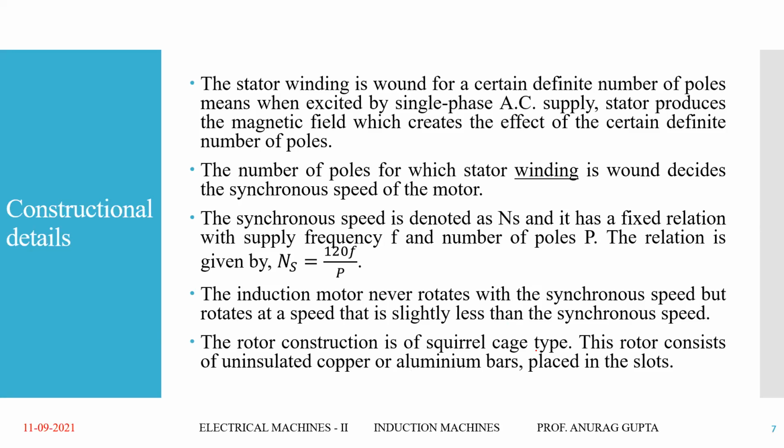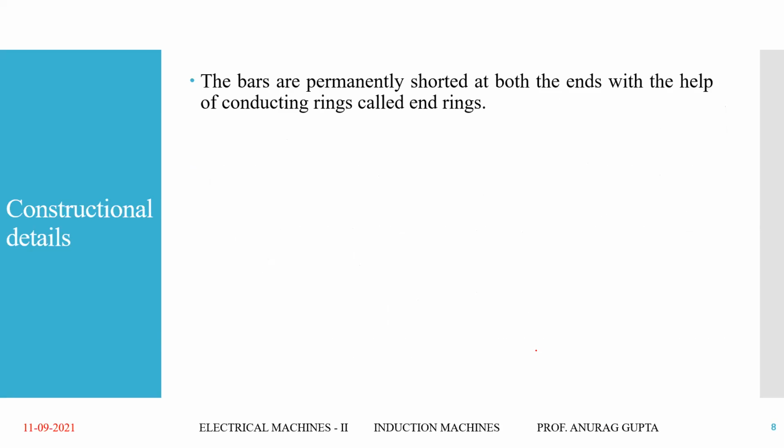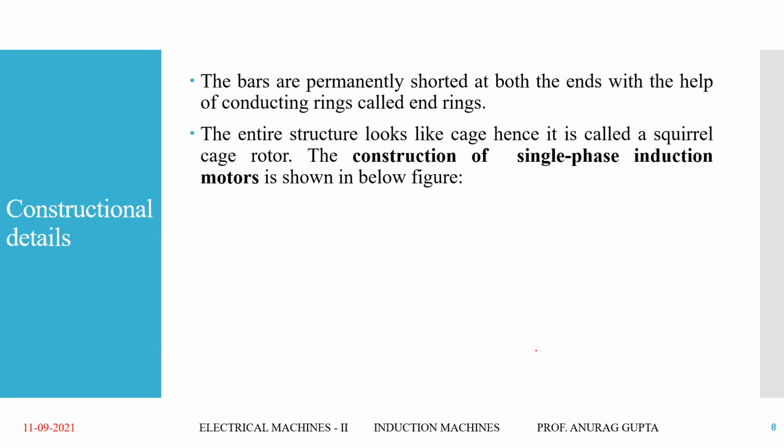The rotor construction is of the squirrel cage type. This rotor consists of uninsulated copper or aluminum bars placed in the slots. If there is any question in your mind, you can ask here. The bars mean conductors, copper conductors or aluminum wires, whatever you use, depending on your cost and effectiveness. The bars are permanently shorted at both ends with the help of conducting rings, called end rings. The entire structure looks like a cage, hence it is called a squirrel cage rotor.